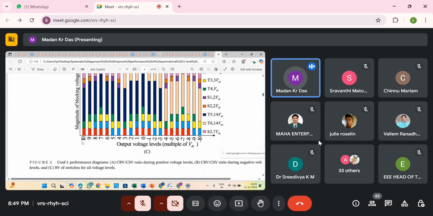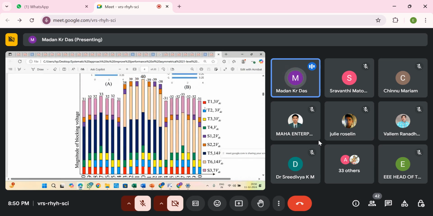Here, every level, this is the positive level, and 9 is also a positive level. So this is the positive part and this is the negative part. And these are the switches: T1 will produce 3 VDC, T2 will also produce 3 VDC, and T3 will also produce 3 VDC. T4 will produce VDC.